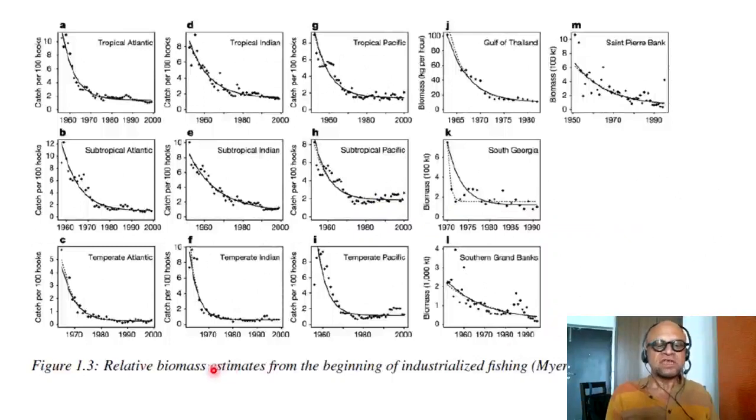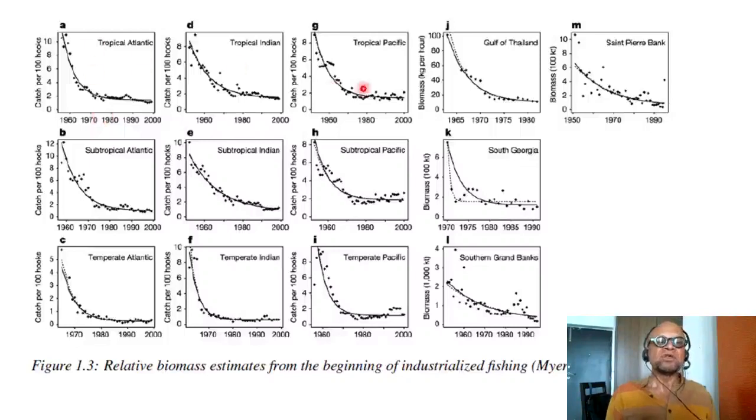The context, of course, is that if you look at what human beings have done, this is the relative biomass estimates from the beginning of industrialized fishing. So this is the biophysical context in which we will discuss sustaining the commons in this book and this series of podcasts.